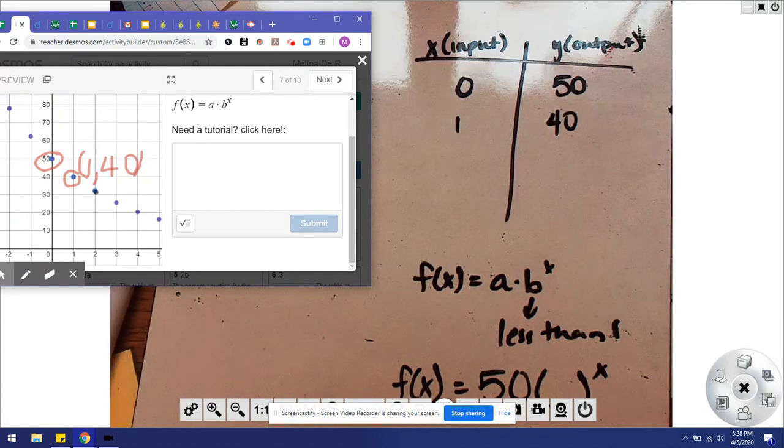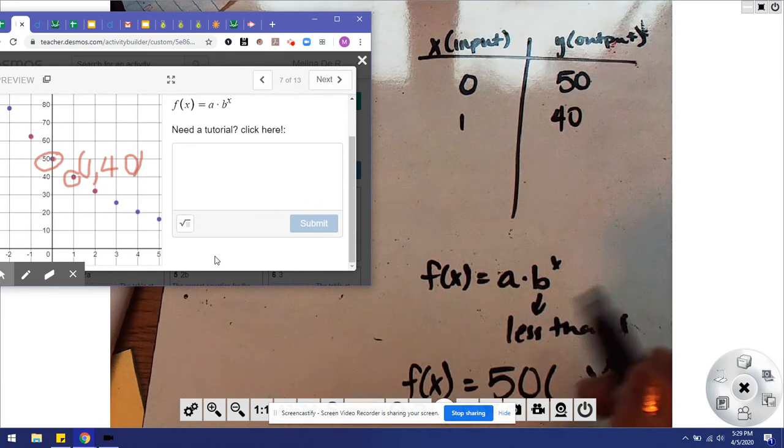Now, none of these other points are exact or super precise. I could estimate that maybe this is 62. I could estimate that maybe this is 32. But since they're not precise, I don't want to make any assumptions. I'm only going to take the points that are perfect and exactly easy to read.